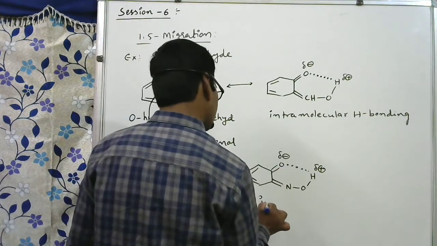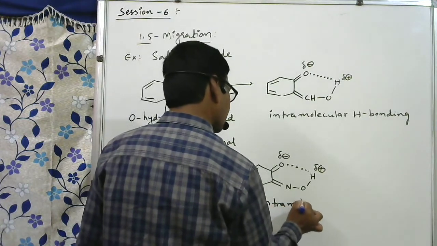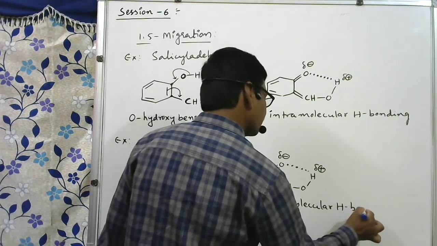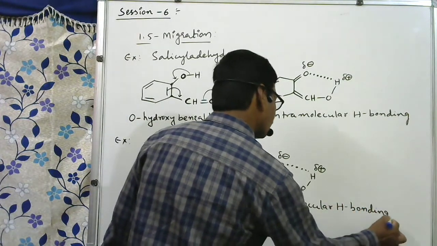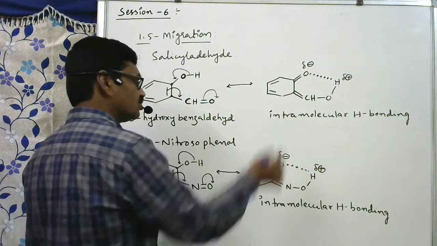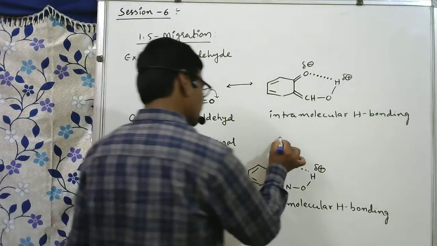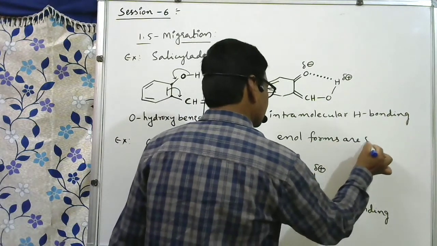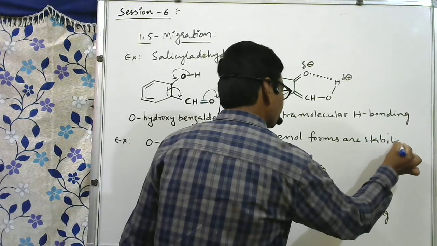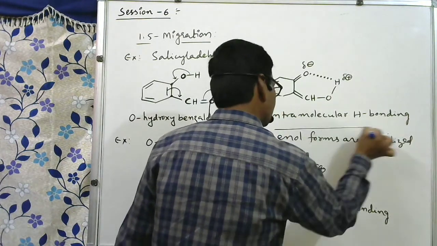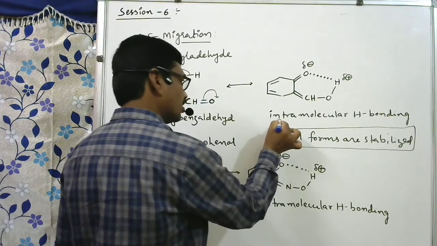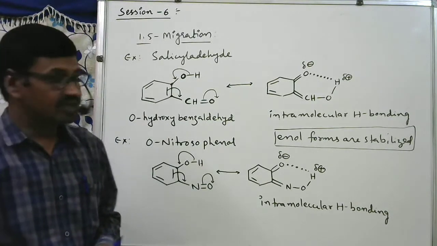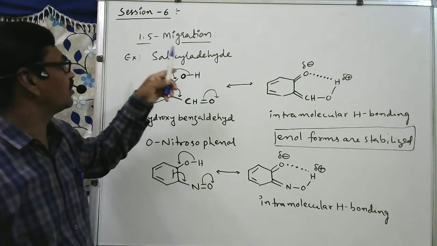So here also there is intramolecular hydrogen bonding. Due to intramolecular hydrogen bonding, these two compounds, which form enol forms, are stabilized. So enol forms are stabilized through intramolecular hydrogen bonding. This is an example for 1,5 migration, or 1,5 migration tautomerism.